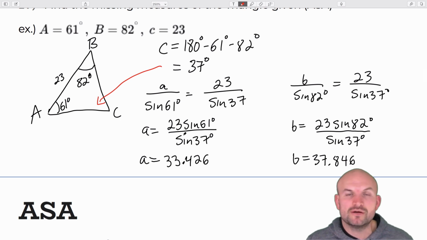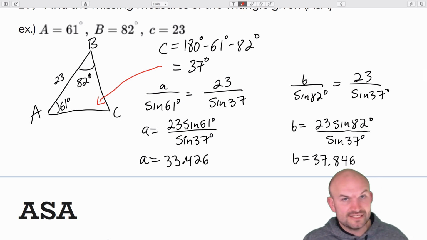Now to do this chapter, you're going to want to make sure you have a scientific calculator or at least a graphing calculator.